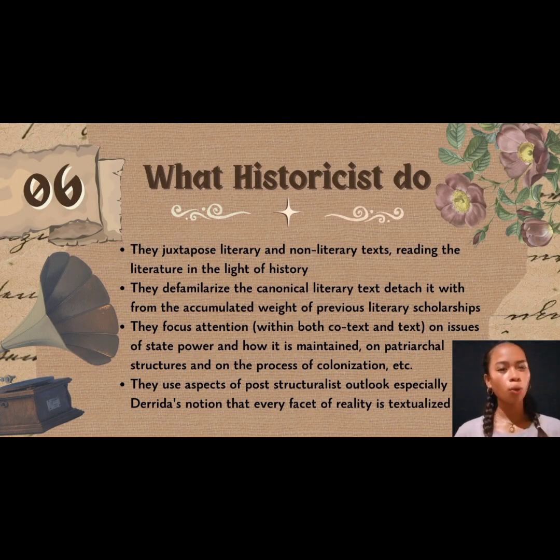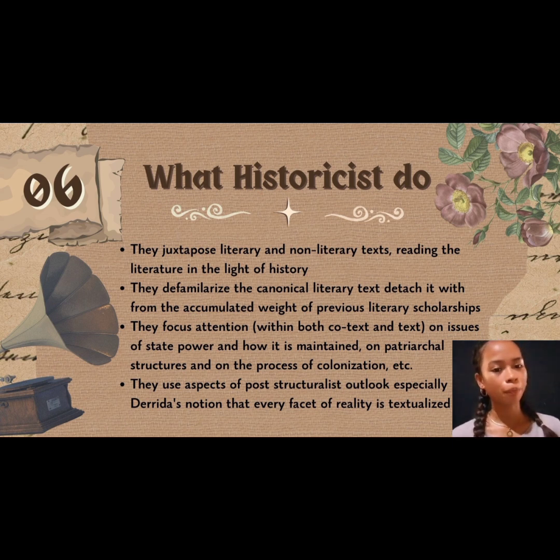Good day, everyone. So, what do historicists do? Historicists read literary and non-literary texts, reading the literature in the light of history. They defamiliarize the canonical literary text, detaching it from the accumulated weight of previous literary scholarship. They focus attention, within both context and text, on issues of state power and how it is maintained, on patriarchal structures, and on the process of colonization, and so on.